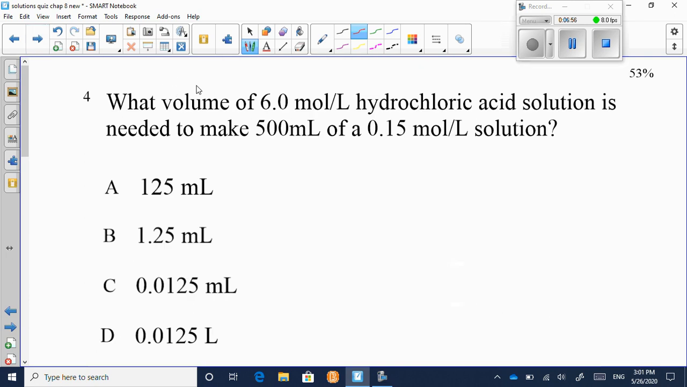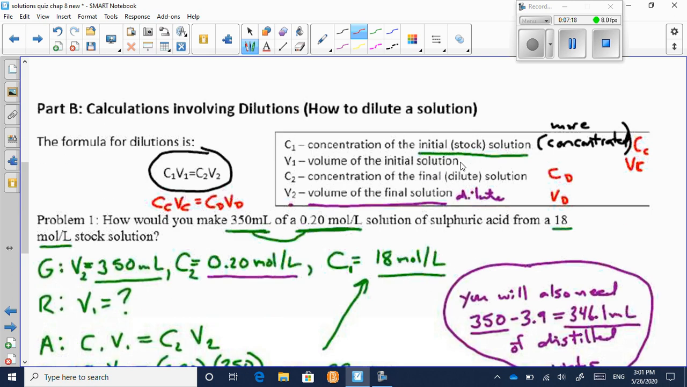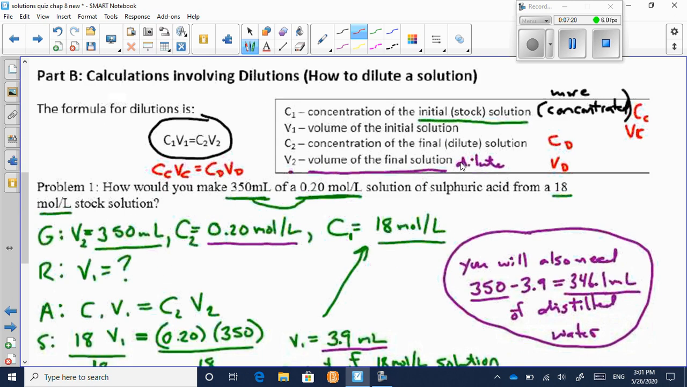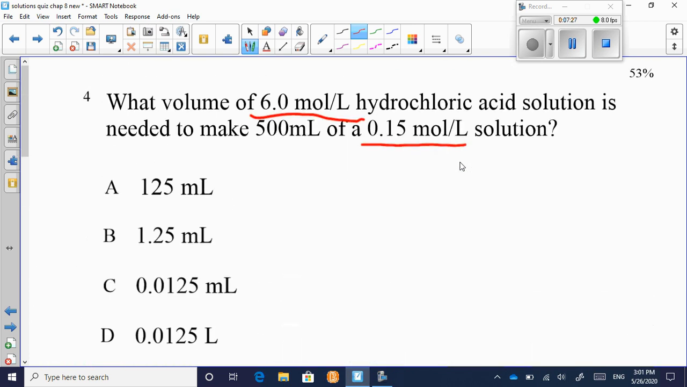Okay, what volume of a 6 mole per liter hydrochloric acid solution is needed to make 500 milliliters of a 0.15 mole per liter solution? Well, this is a dilution question where you're taking something that is very concentrated and diluting it down to something that is less concentrated. So here it was in the notes. I took you guys through some different dilutions, and there's the formula: C1V1 is equal to C2V2.